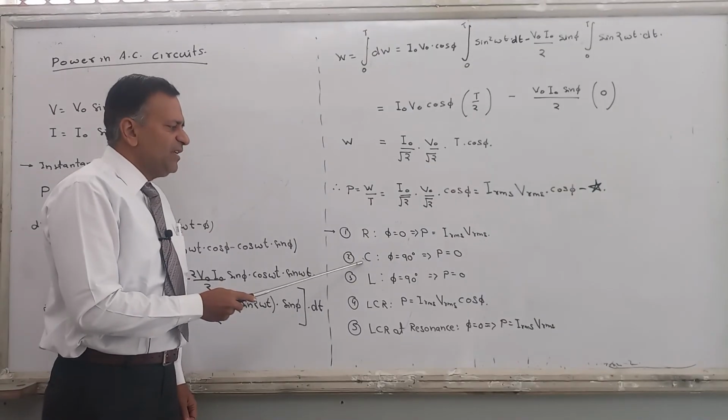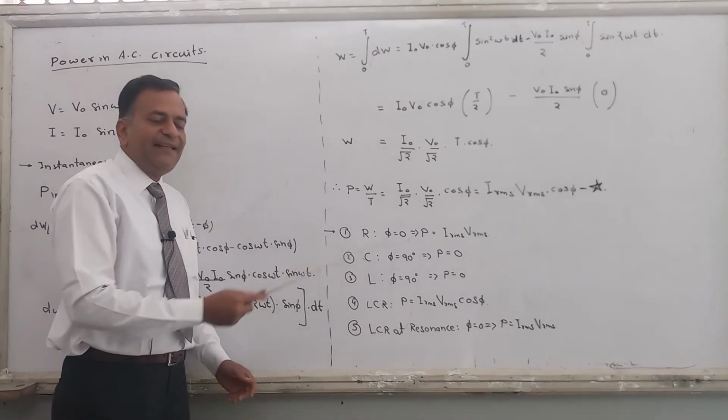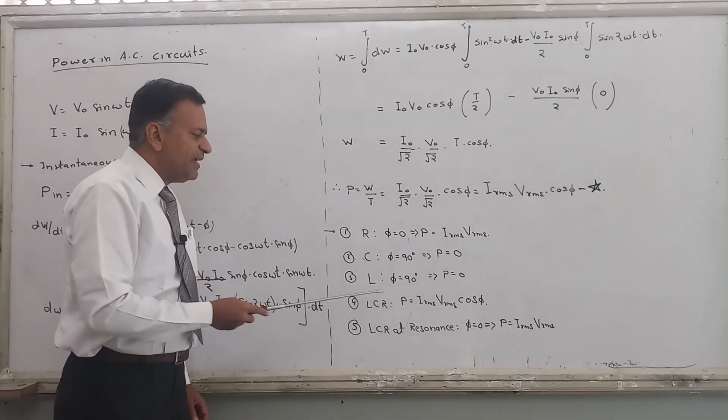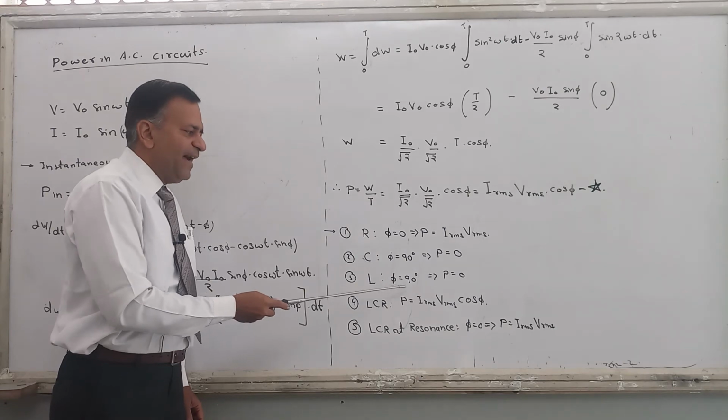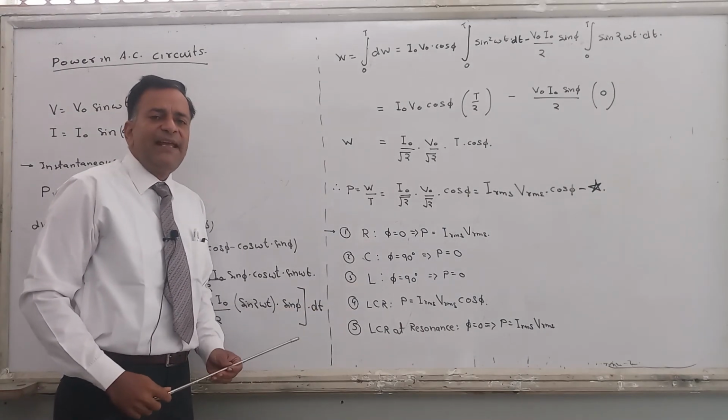In a pure capacitive circuit, what is the phase difference between current and voltage? It is 90 degrees, and cos 90 is 0, so power is also 0. In an inductor, again, what is phi? 90. So what is power? It is again 0. Now what happens in an LCR circuit?